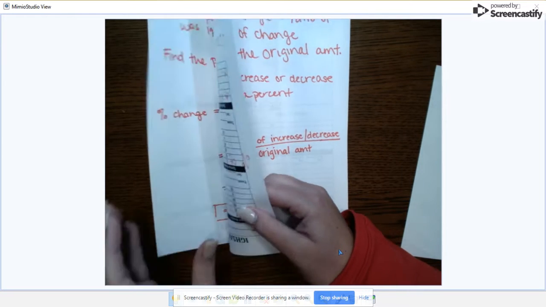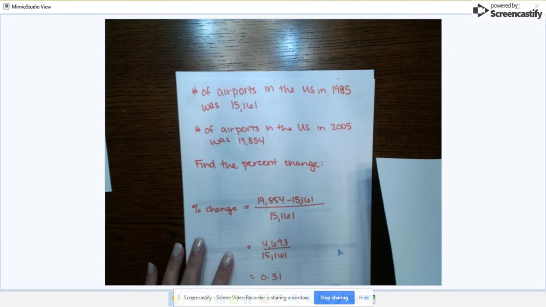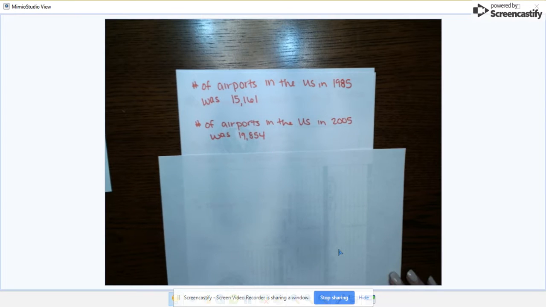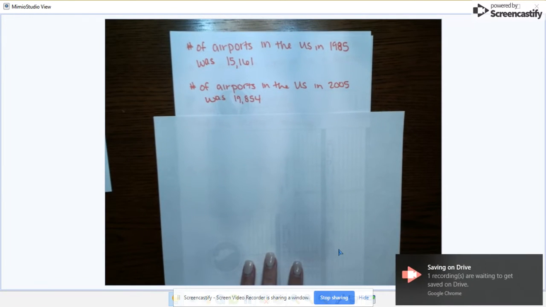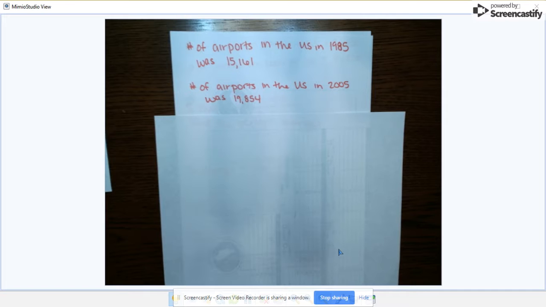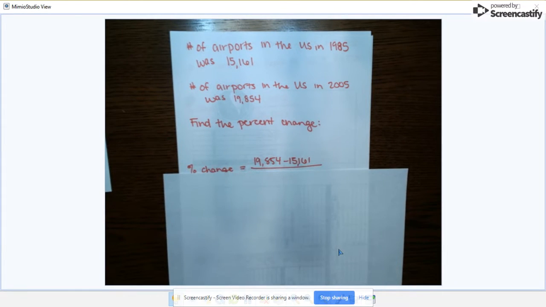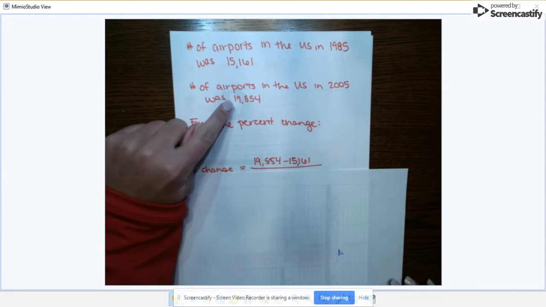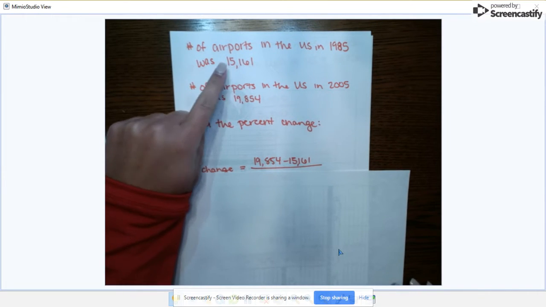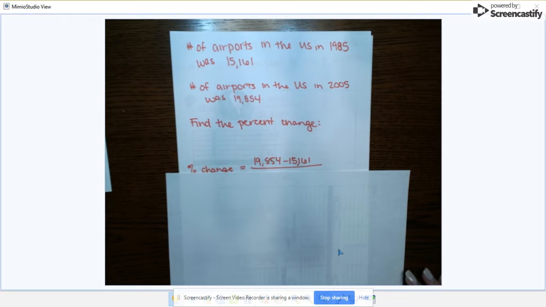We're going to look at an airport example to begin. So clear back in 1985, there were 15,161 airports in the United States. And in 2005, there were 19,854. So we want to know what was the percent of change between 85 and 2005. Well, first we need to find our numerator, which is the change in our number of airports. So we take our 19,854 minus that 15,161. And our denominator is the original amount. So the original number of airports in 1985, which was 15,161.